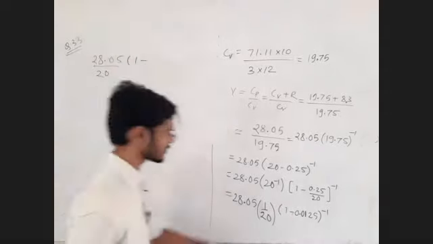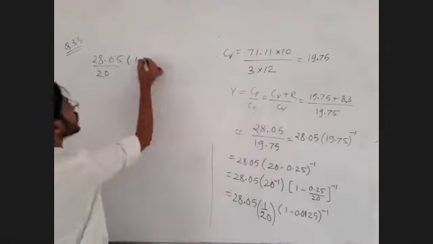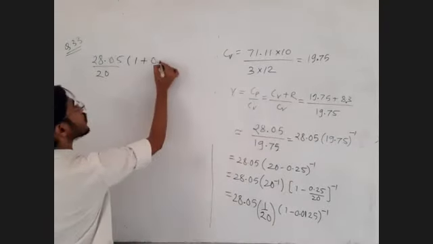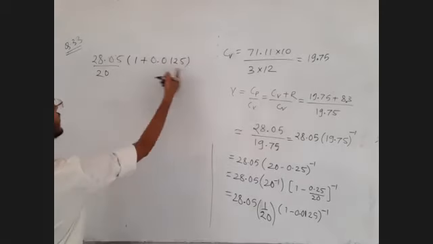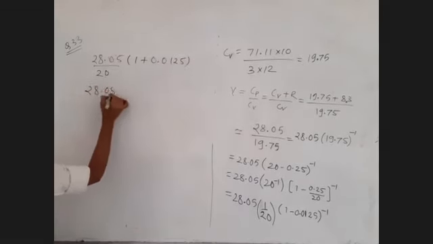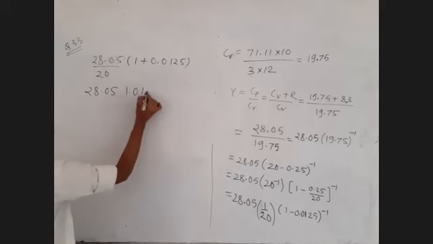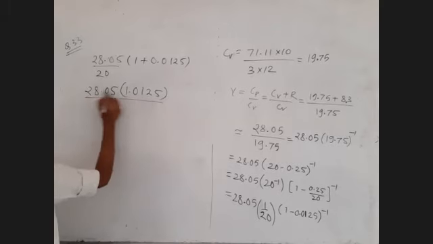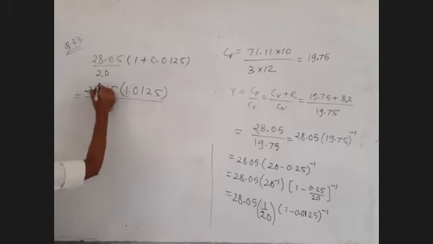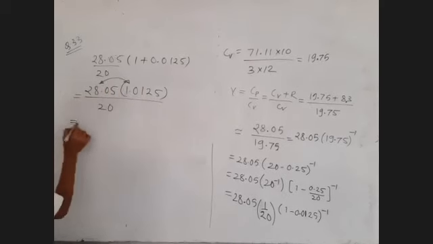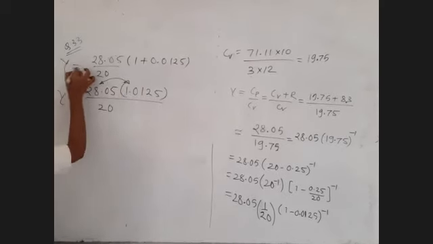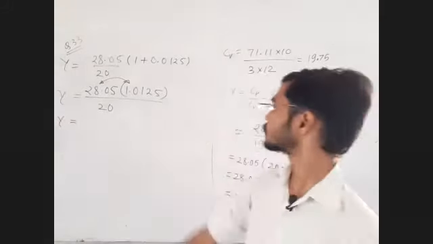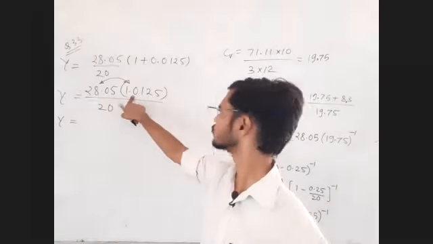The expansion of 1 plus fraction raised to n is 1 plus n times fraction. So 1 plus 0.0125, which is 1.0125, and 28.05 divided by 20. Okay, you just do this multiplication and tell me what is the answer fast. Gamma is on the way, huh? This multiplication, tell me guys.